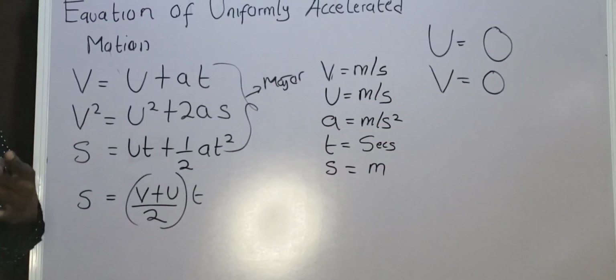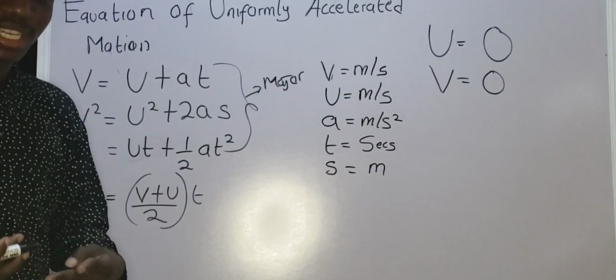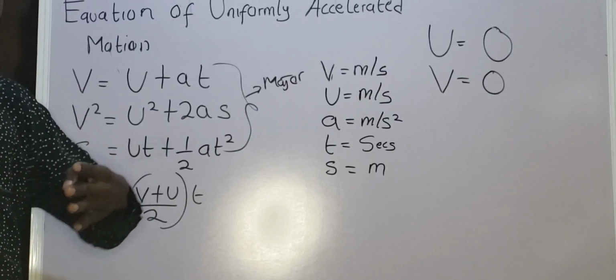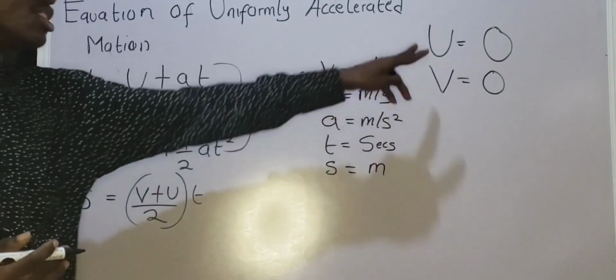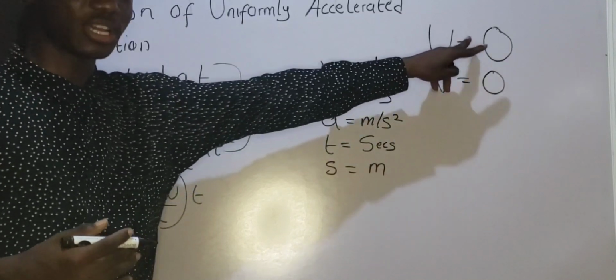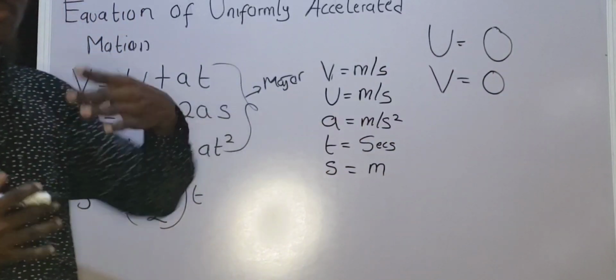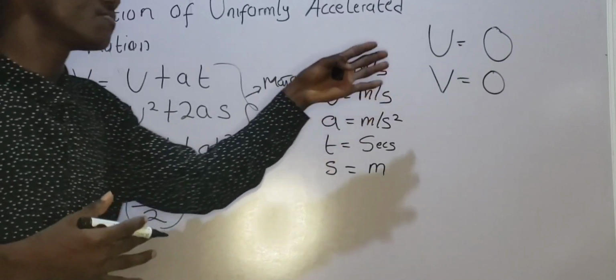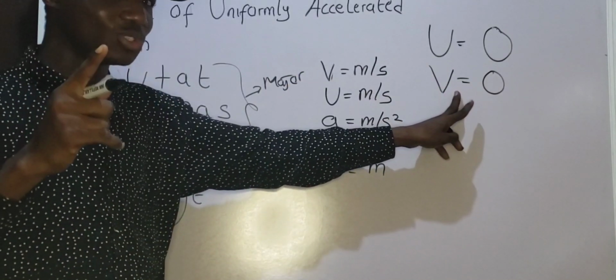If a body begins from rest, that is, the body is not in motion before, the initial velocity of that body is 0. You understand? But if a body was in motion before and then comes to rest, then the final velocity is 0. Do you understand?